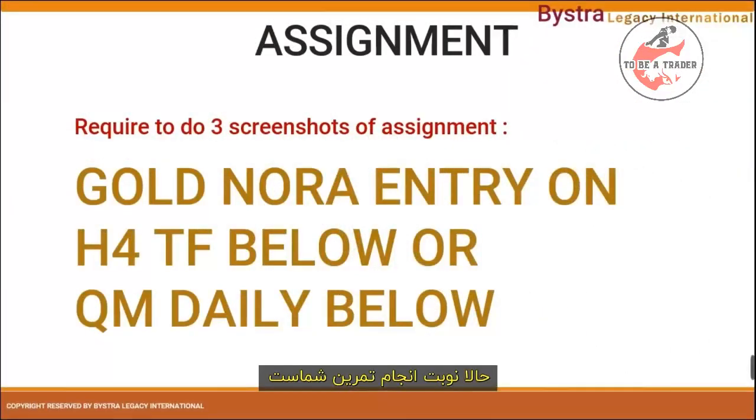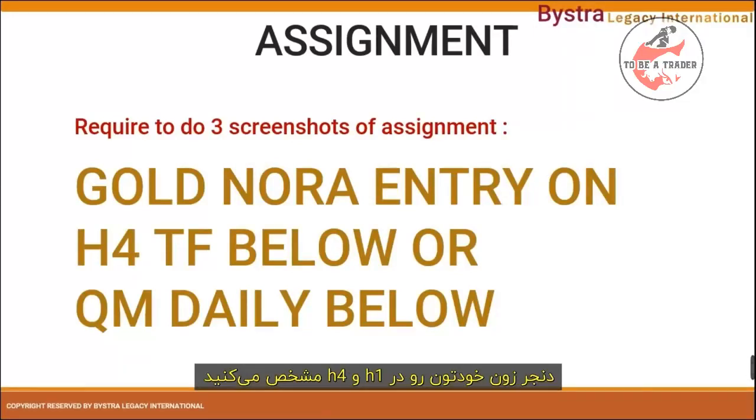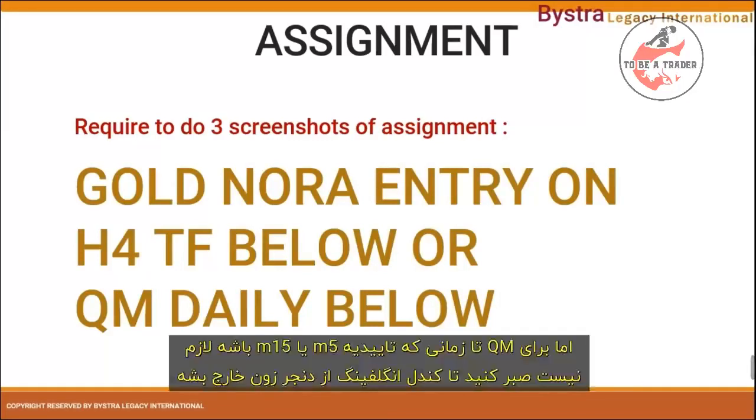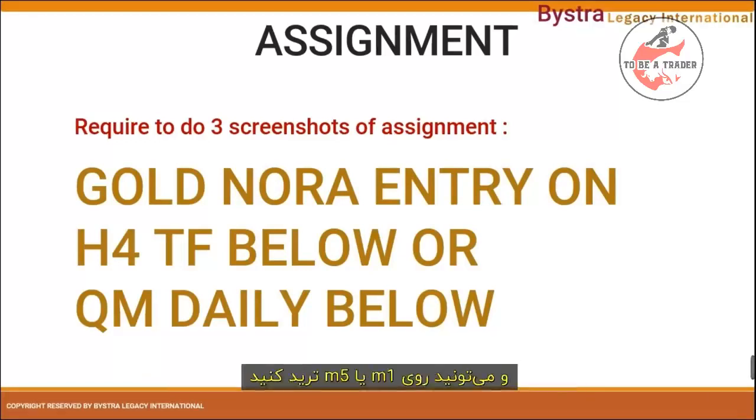Next thing, guys, is to do your assignment. So this time, same as previously, you need to do 3 assignments. So you mark your danger zone H4, H1. You mark your QM lead retest. Okay. So for the danger zone, you have to wait for the M5 or M15 to break out from the danger zone. Whereas for the QM, you don't need to wait for the engulfing candle to break out from the zone. As long as there is a confirmation on M5 or M15, you can trade on the M1 or M5.